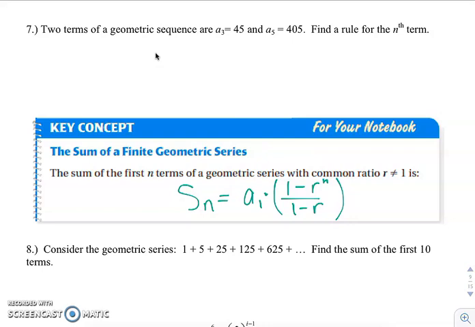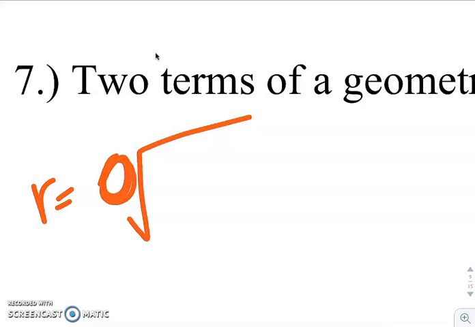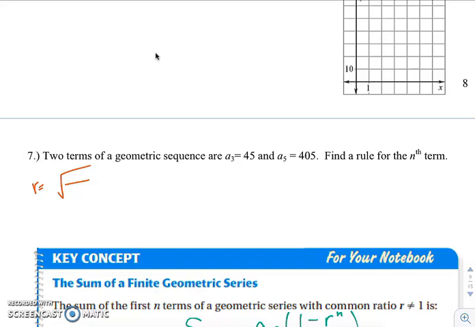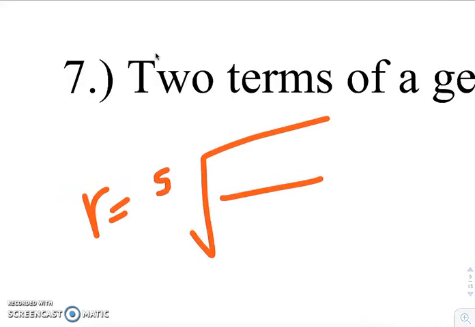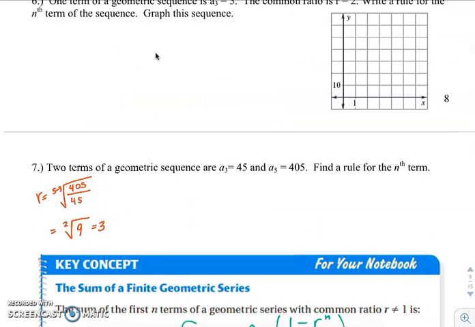What ends up happening is that your ratio is going to be the root, where the index is the difference of your two terms, of your two term values divided. We're trying to find the ratio between the fifth and the third term. So the root is going to be 5 minus 3, and it's going to be 405 divided by 45. So we end up getting the square root of 9, which is 3.